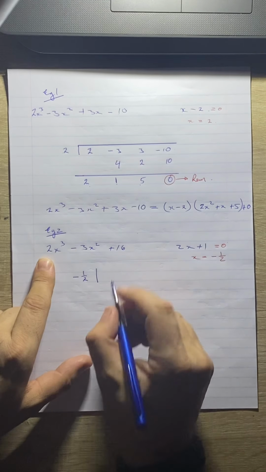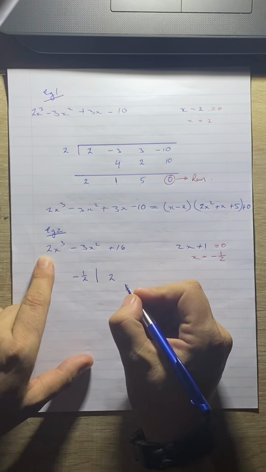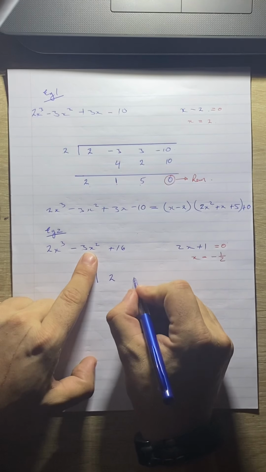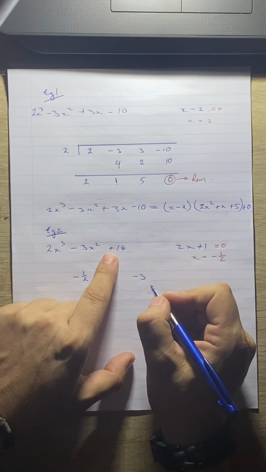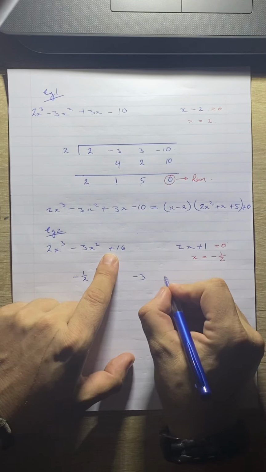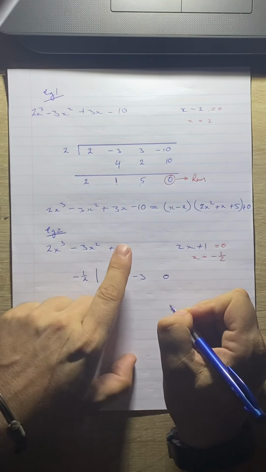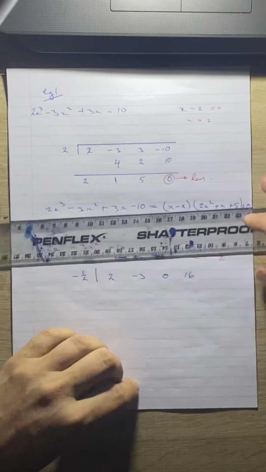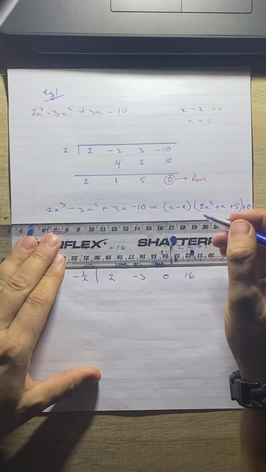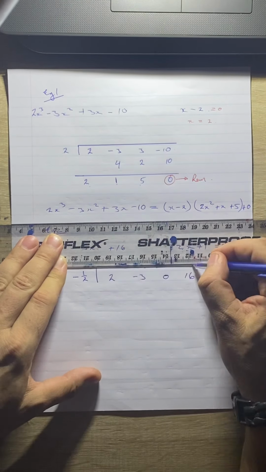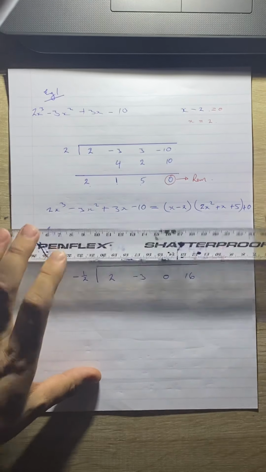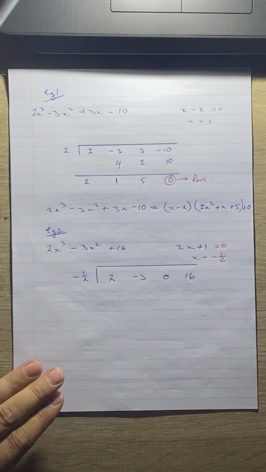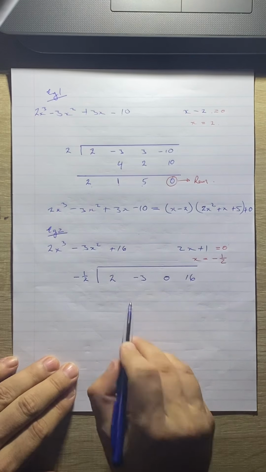So x cubed, coefficient is 2, x squared is minus 3. X we don't have, so I must put a 0, all right? And then 16 will go last. So basically, just like what we did with the long division, you must fill in your missing terms. I'm going to draw a line over here.